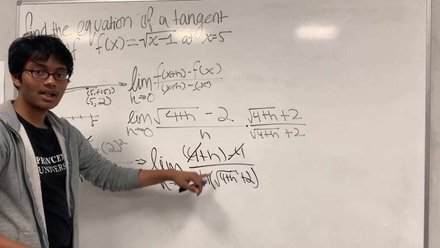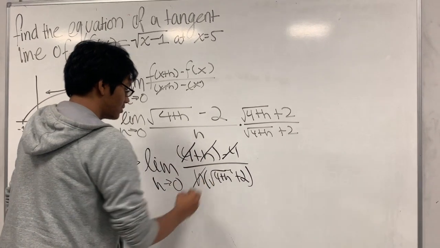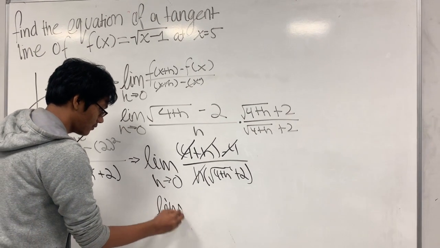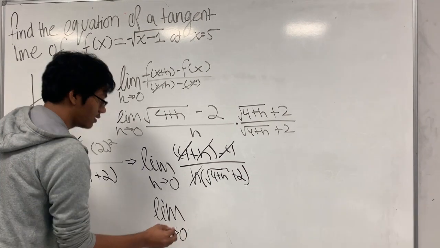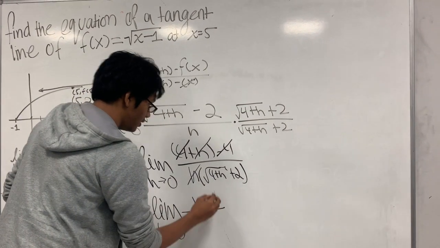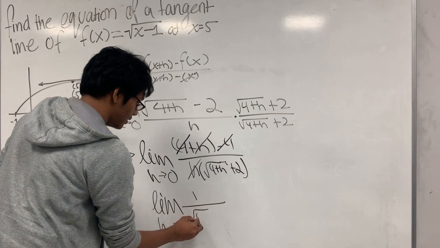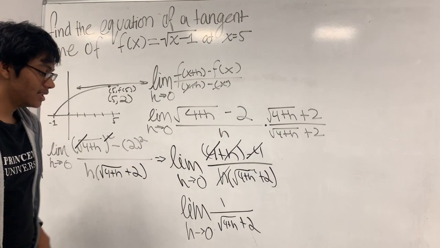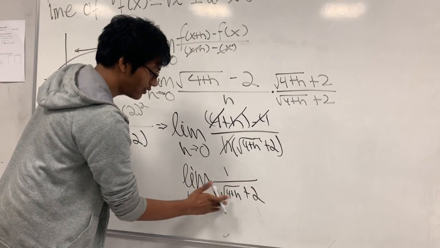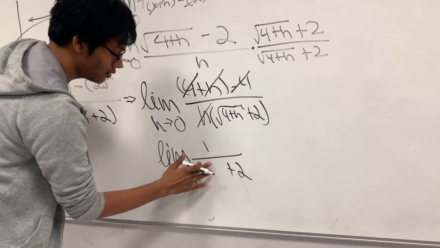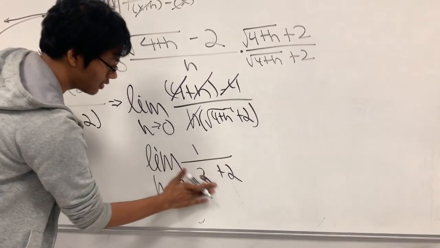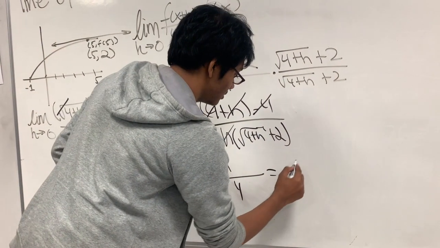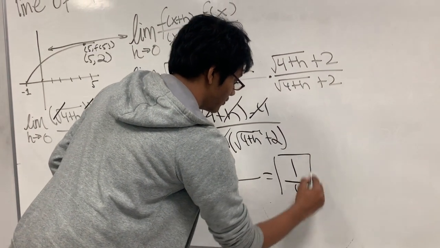And I have h on the top, h on the bottom. Let's cancel those out. And what am I left with? I'm left with the limit as h approaches 0 of 1 over square root of 4 plus h plus 2. Alright, great. Let's plug in 0 for h so that we get square root of 4 here. Square root of 4 is just 2, and 2 plus 2 is 4. And limit of a constant is just that constant. So our answer is going to be 1 over 4.